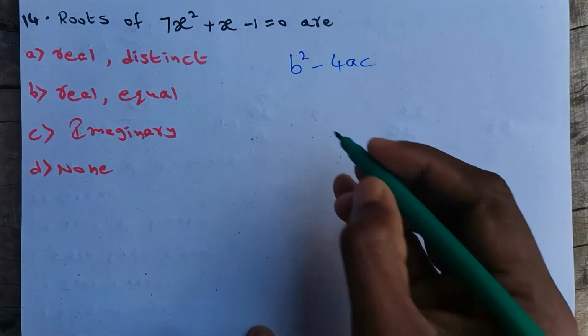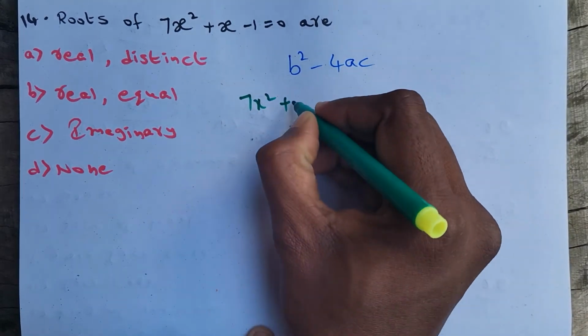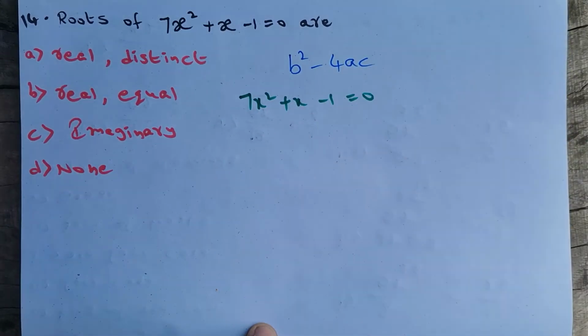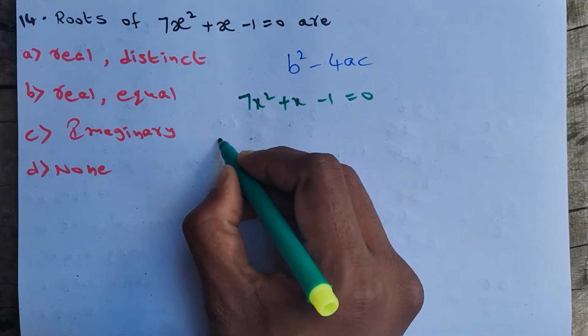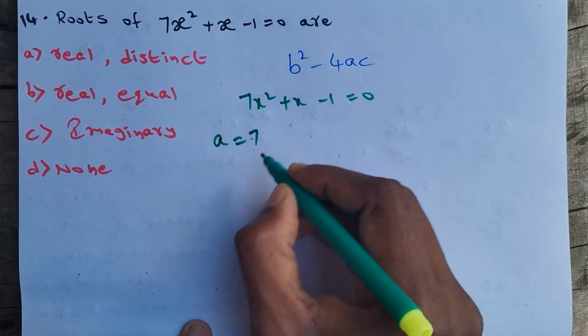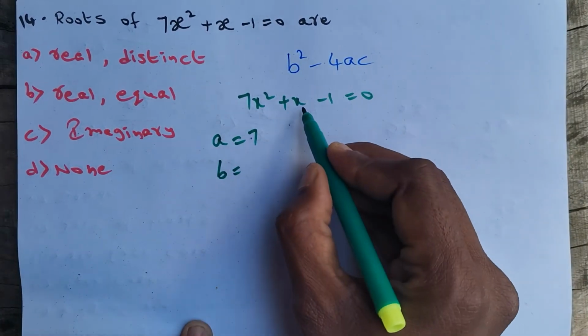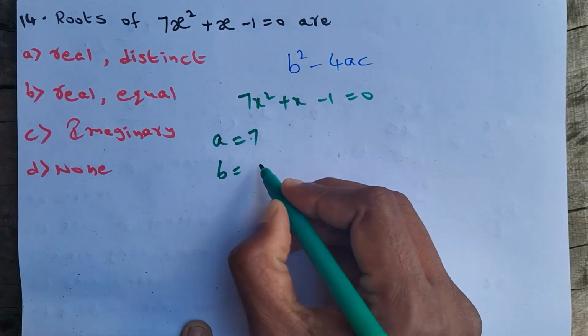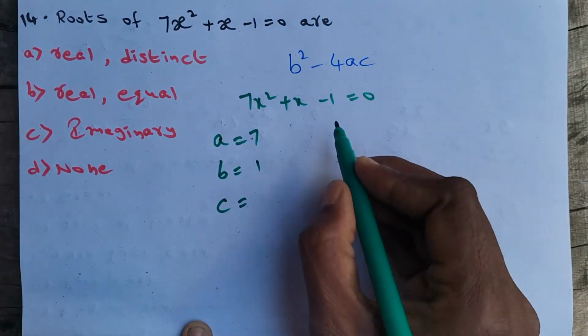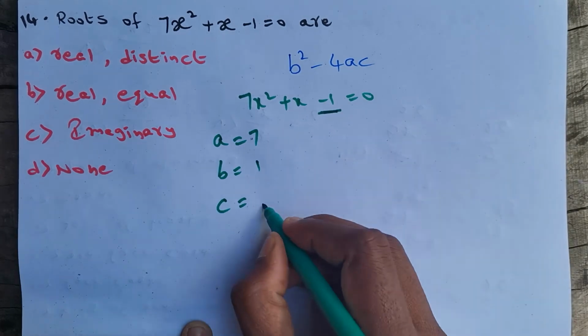Okay, here 7x square plus x minus 1 is equal to 0 is the given equation. The x square coefficient is a, so a is 7. The x coefficient is b. Here before x no number is there, so it means 1, and the constant is c. So here the constant is minus 1.